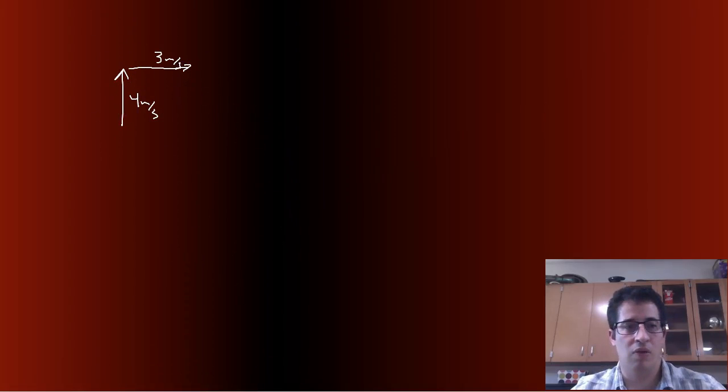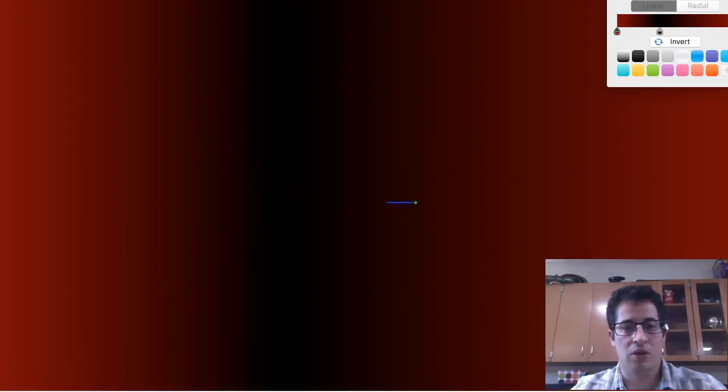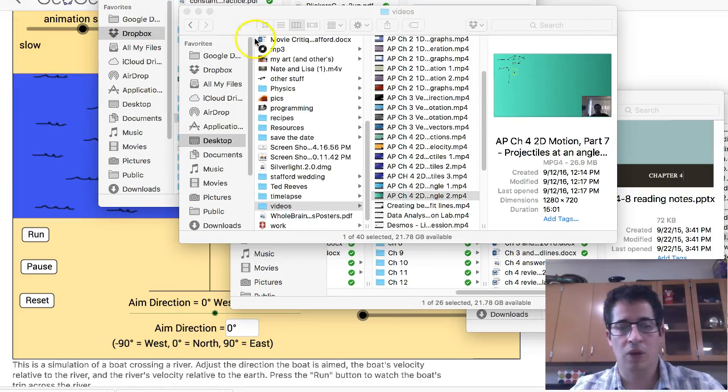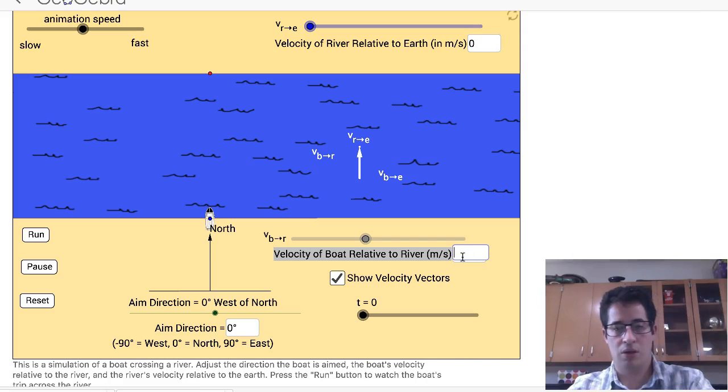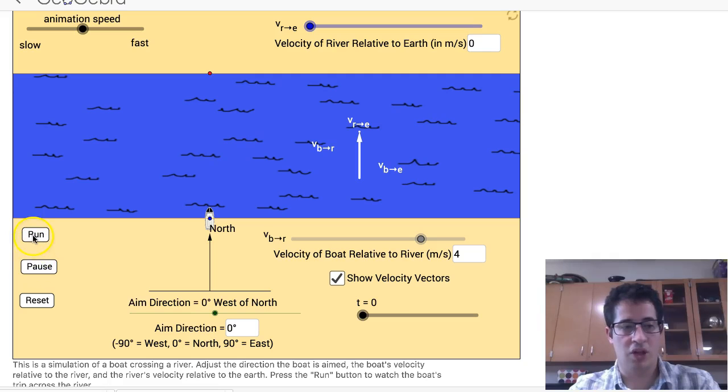Okay, so I'm going to give you a little illustration of this. Here we have this picture of a boat, and let's make it go 4 meters per second. Let's just go ahead and watch it go across the river. There we go. Boat going across the river. Not too bad. Now, what we're going to do this time is give the river a velocity. The river's going to go 3 meters per second, we said.